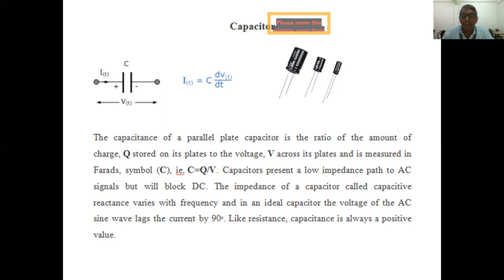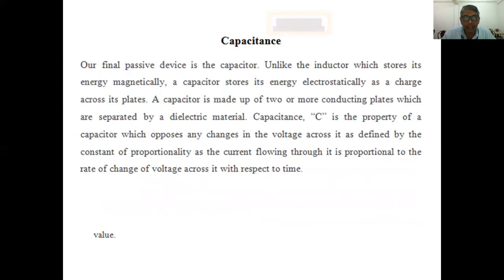So in a way, we can say it is used for storing charge. Then capacitance is identified by the symbol C. What is the definition of capacitance? It is a property of a capacitor, which opposes any changes in the voltage across it. That is defined by the constant of proportionality as the current flowing through.